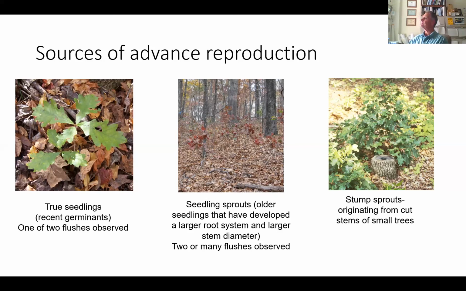And then, of course, stump sprouts, which originate from stems that are either cut or somehow damaged, say like during a harvest operation. And if they're small diameter, they will produce a pretty good sprout that will help contribute to the next forest in that stand.